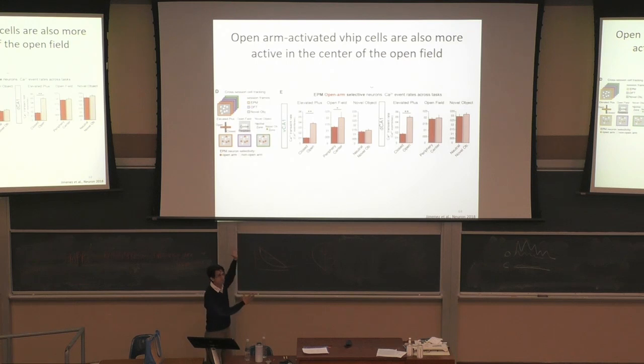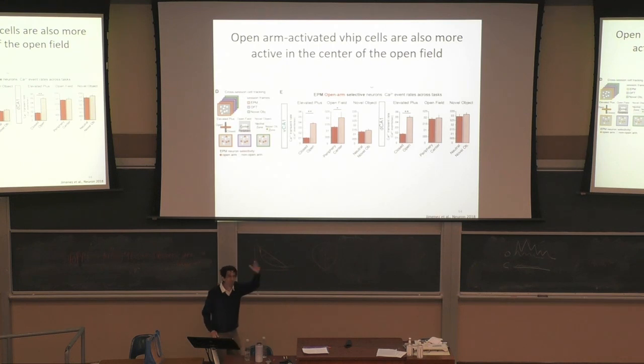So here too, they do that, and the commonality between the open arms and the open center of the open field is the openness. So with this, you can very confidently say these cells are responding to the openness. And then they also show that the open arm preferring cells are not more activated by the novel object.